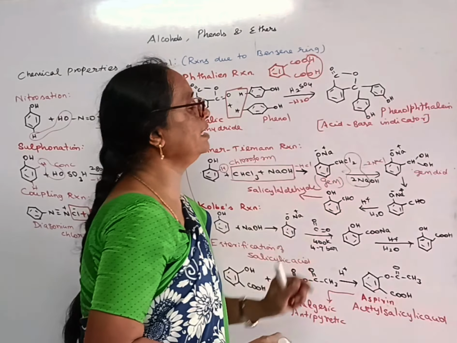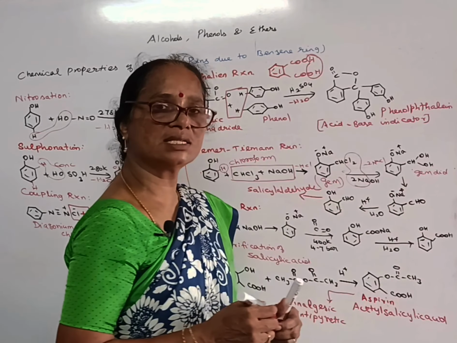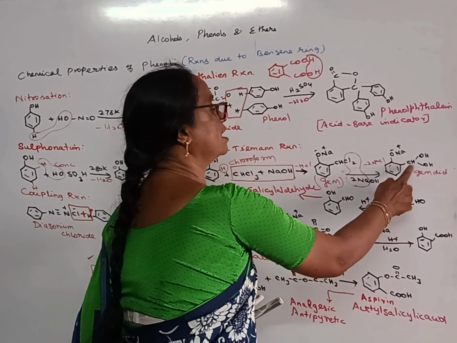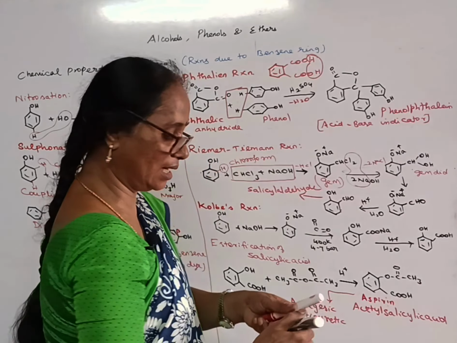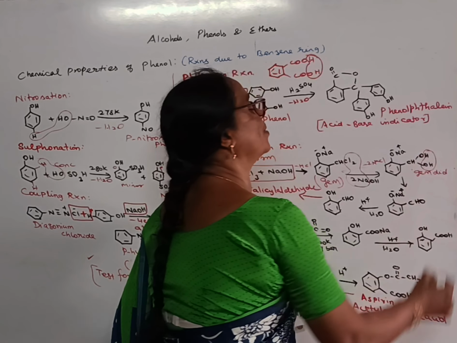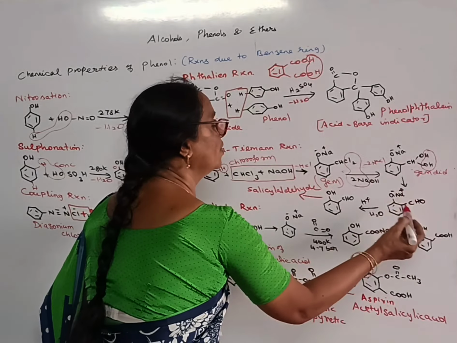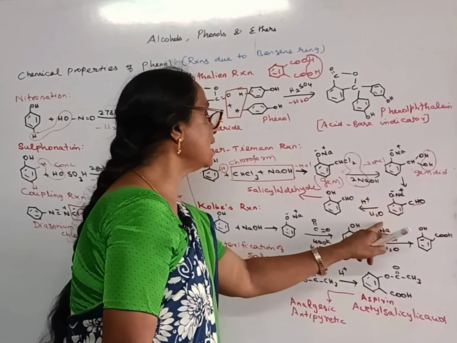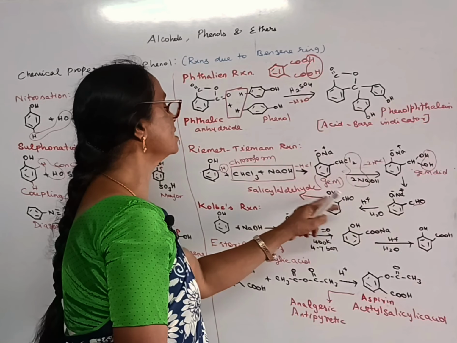Gem dihalide is stable, but gem diol is not stable because of the bulky nature of the OH groups attached to the same carbon atom, and hence a molecule of water is removed from the group, so that it is converted into an aldehyde, and this followed by acid hydrolysis gives salicylaldehyde.